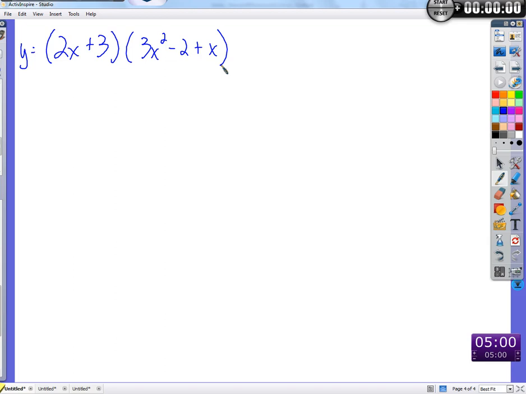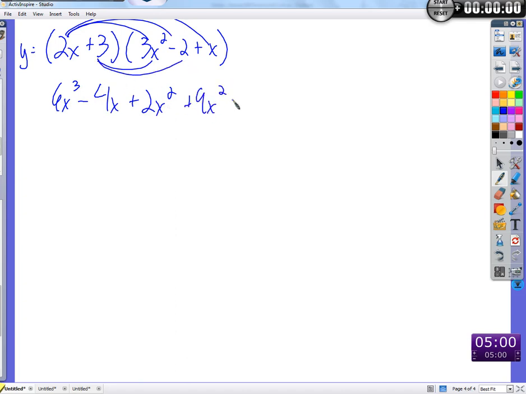Who's got a derivative? And what did you do to find the derivative? I multiplied them together and then I collected like terms. Okay, so like Ryan said, multiply them. So we got 6x to the third minus 4x plus 2x squared plus 9x squared minus 6 plus 3x. Like terms, 6x cubed is the only one, plus 11x squared minus x minus 6. Okay, so that's still y.